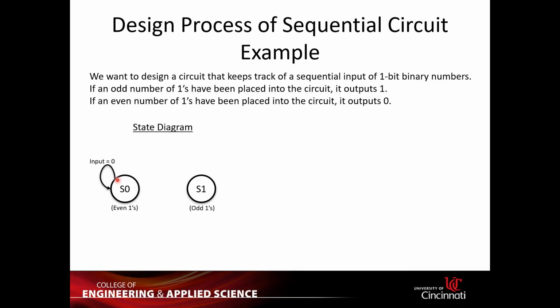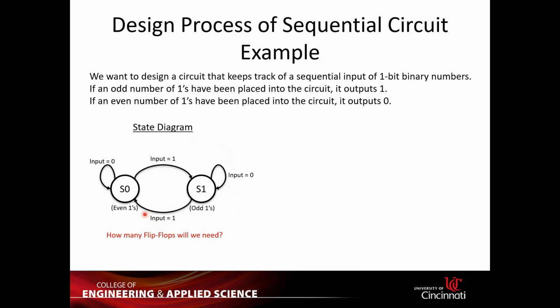So now, let's say it's at the even state and the next input is 0. That means the total count of ones doesn't change, right? So it goes back to its original state. But if the input now becomes 1, that means an even number becomes an odd number, so it goes to the next state. If input equals 0, the total count doesn't change, so odd comes back to odd. But if input is 1, then odd becomes even, so it goes back here. So now you complete your state diagram.